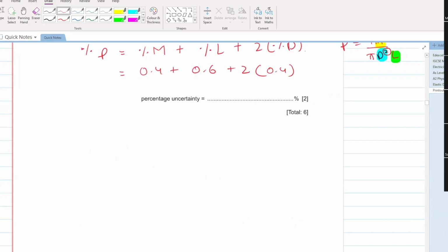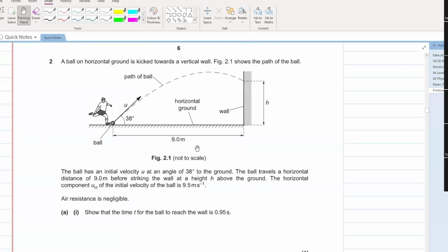What does your answer come out to be? 0.4 plus 0.6 plus 0.8. The answer comes out to be 1.8%. The percentage uncertainty in density comes out to be 1.8%. Nothing complicated here. Let's move on to the next question. If you have any questions, obviously you can ask me in the chat.